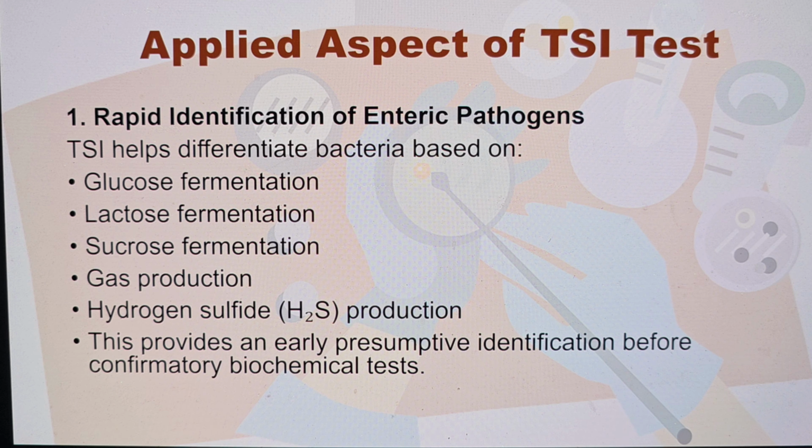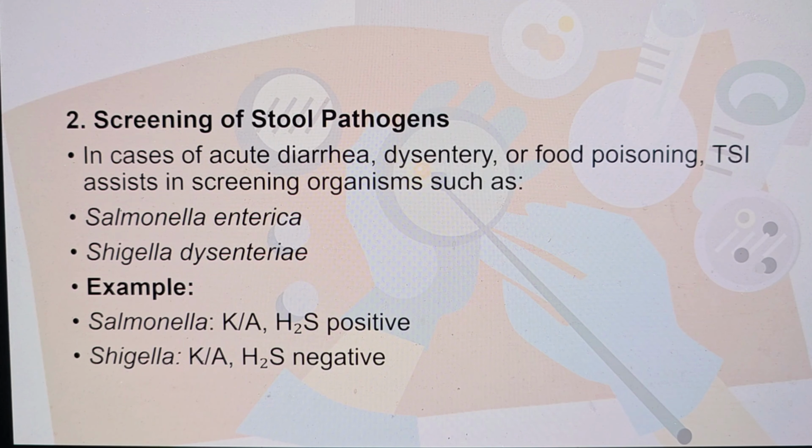Let us discuss some applied aspects of TSI test. Rapid identification of enteric pathogens. TSI helps to differentiate bacteria based on glucose, lactose, sucrose fermentation, gas production and H2S production. This provides an early presumptive identification before confirmatory biochemical tests.